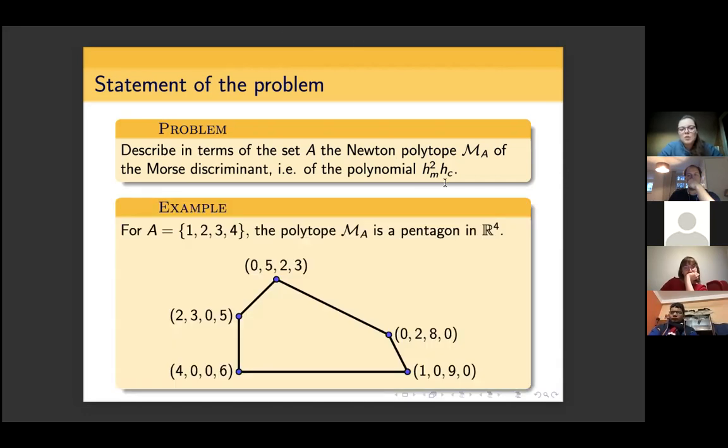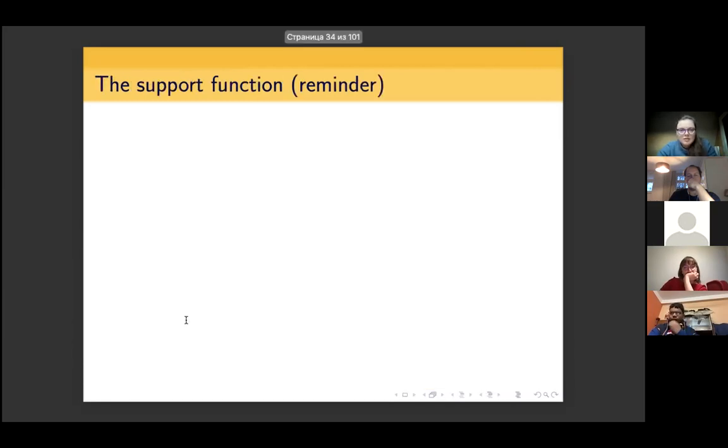For A equal to 1, 2, 3, 4, the Newton polytope that I've been speaking about would be a pentagon. This very nice, lovely pentagon, which we can compute explicitly, right? Because we have the polynomials written out. In general, we don't want to write anything out. So how would we tackle this problem? Well, I'm not going to explain how we tackle this problem unless you ask me at the end of the talk. And yes, that is a hint for you if you feel uncomfortable and don't know what to ask me.